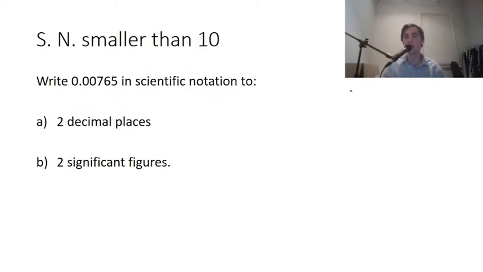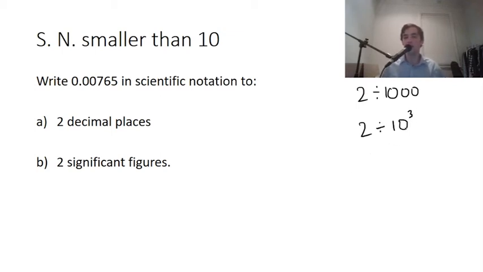Okay, now we're coming to numbers that are smaller than 10. And just before we start, I want to show you some things that are equal to each other. Because we're going to need to divide by a power of 10. For example, this is 10 to the power of 3. It might be 10 to the power of 3 or 10 to the power of 4 or 5.